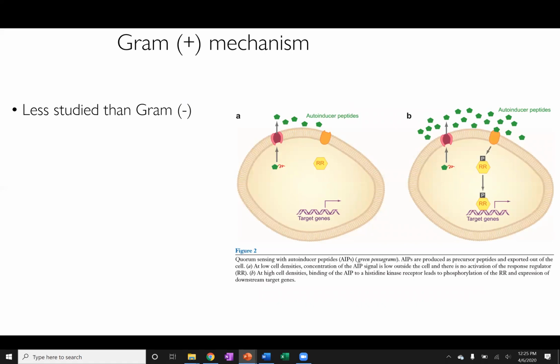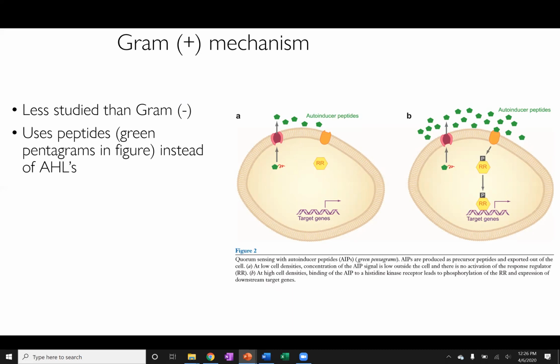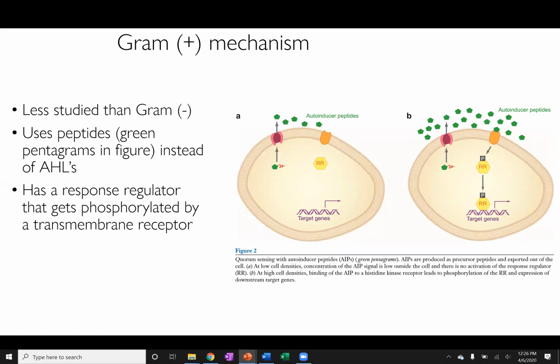So we're going to focus most of our talk today on gram-negatives simply because they are much better studied, but we'll talk briefly about gram-positives for a moment. And so a gram-positive mechanism is through the use of peptides. So in this figure over here, we have these green pentagrams. Remember, these are in substitution of those AHLs we see in gram-negatives. Essentially, it has a response regulator that gets phosphorylated by the transmembrane receptor. So we have this receptor that's embedded in the membrane over here, and under high enough autoinducer concentrations, it will get bound, and then it will phosphorylate this regulator on the inside of the cell. And then once this regulator inside of the cell is phosphorylated, it will then induce transcriptional changes. And so this is the basic mechanism of what is called a two-component system.